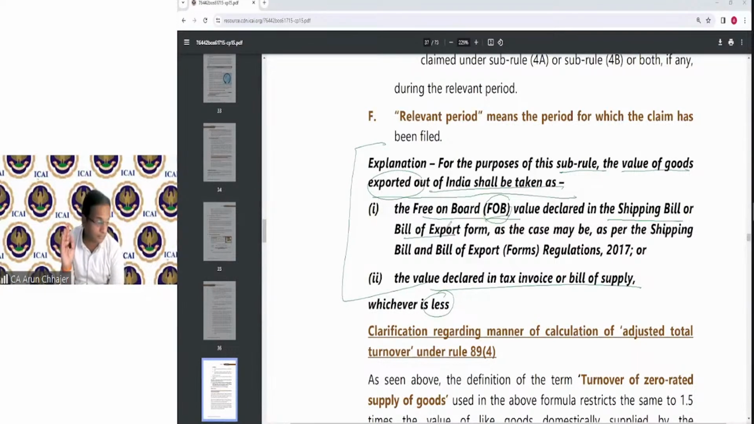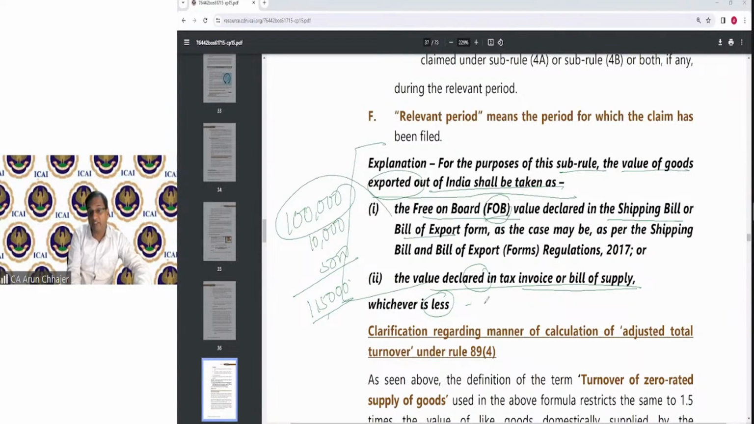So that is the FOB value, and the value declared in the tax invoice. Suppose I am exporting the goods on CIF term. Let's say my total export value is 1 lakh rupees FOB, 10,000 I am charging for insurance, and 5,000 I am charging on account of freight. So the total invoice value is 1,15,000. But what is the FOB value? FOB is 1 lakh. So 1 lakh or 1,15,000, whichever is lower, that will be taken. Fine. They are saying value of the goods exported out of India.